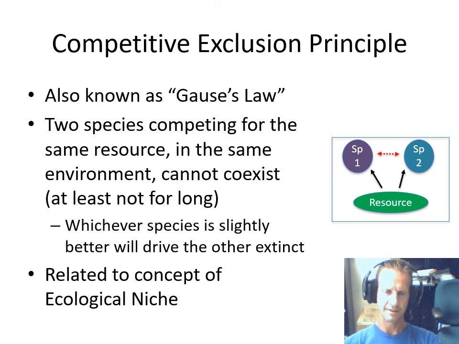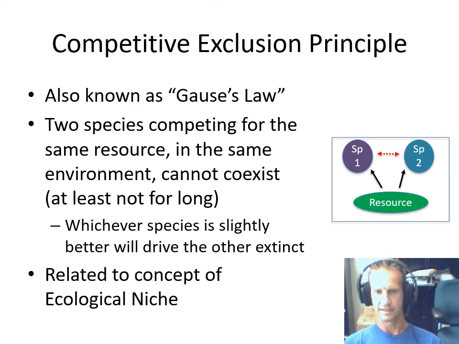There are interesting theories that have come from studies of competition, and one of the most fundamental ones is the competitive exclusion principle, which is also known as Gause's law because the scientist who first articulated this was named Georgy Gause. The idea is that when two species are competing for the same resources, in the same environment, one of those species is not going to be able to make it in the end. Basically, whatever species is somewhat better at exploiting that resource is going to eventually starve the other one out, drive them to extinction.